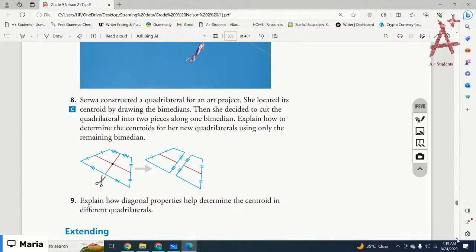Okay, the next one is: explain how diagonal properties help determine the centroid in different quadrilaterals. The diagonals of quadrilaterals that are a square, rectangle, rhombus, or parallelogram intersect at the same point where the bimedians of the same quadrilateral intersect. Since the intersection of the bimedians is the centroid, the intersection of the diagonals is also the centroid of the figure, right?